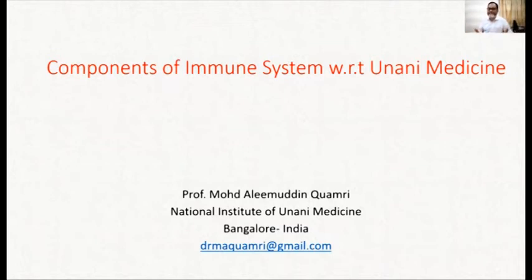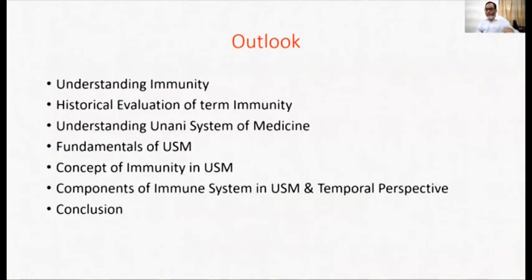I'm just going to speak with reference to Unani medicine, about what the immune system and immunity are. The outline is understanding immunity first, a little bit about the historical evolution of the term immunity, followed by understanding the Unani system of medicine, little fundamentals, where I'm going to cover the components of immunity and the concept of immunity in the Unani system, followed by the temporal perspective along with the Unani perspective of immunity. Finally, the conclusion. Most of the things are draft only, but keeping in mind the opinions of my predecessors, I'm going to add some things. Thank you for giving the opportunity.